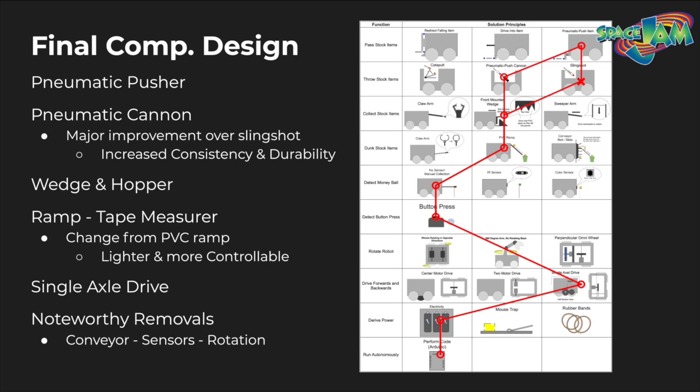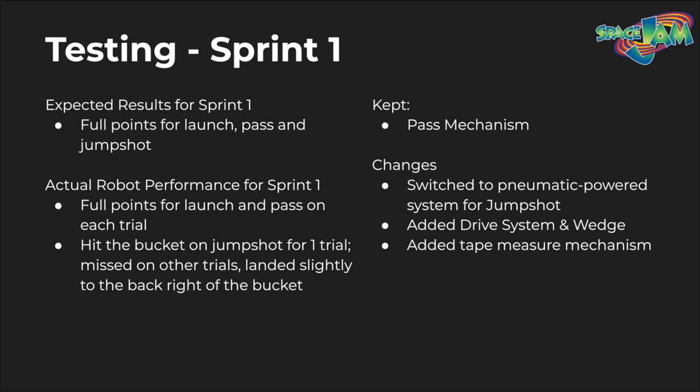The only major shift that was made on this morph chart was the switch from PVC slingshot to a retrofitted PVC pneumatic push cannon. This switch was made after Sprint 1. Speaking of Sprint 1, for this competition, we expected to score full points for a successful launch, pass, and jump shot on all three trials.